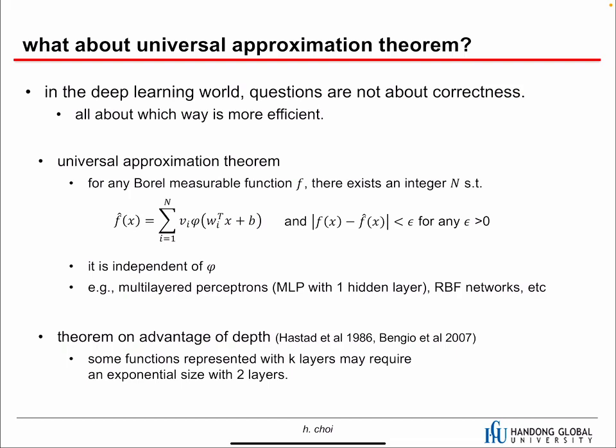Then what about the universal approximation theorem? The universal approximation theorem says when we have one hidden layer, then we can approximately model any function. Then why do we need deep neural networks? There's another theorem about the advantage of depth. Some functions represented with k layers may require an exponential size with 2 layers.